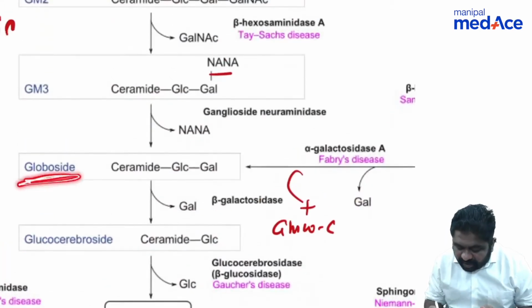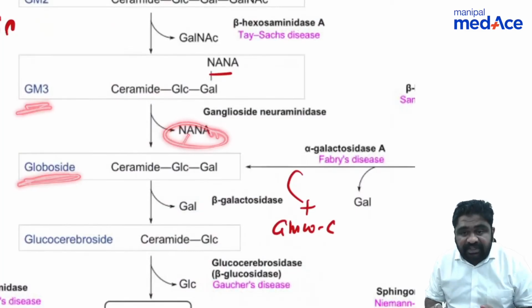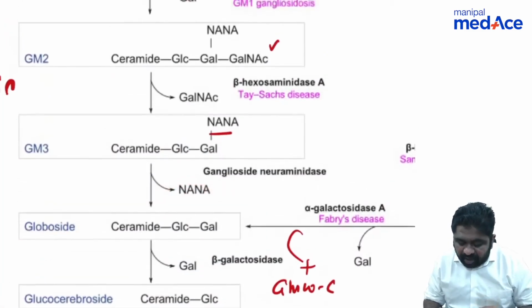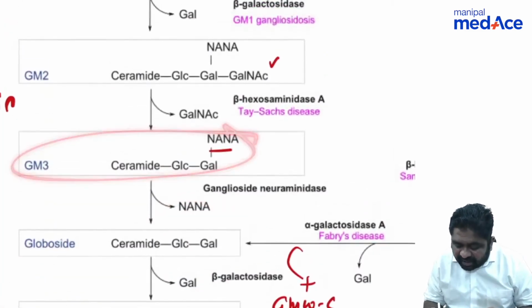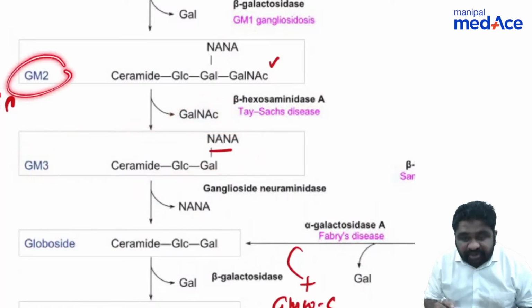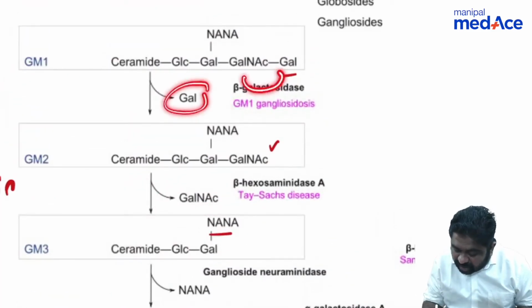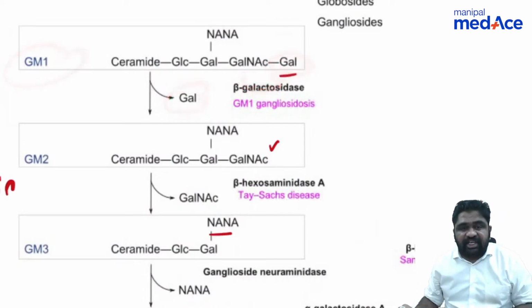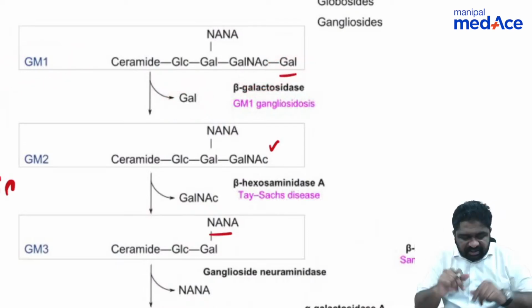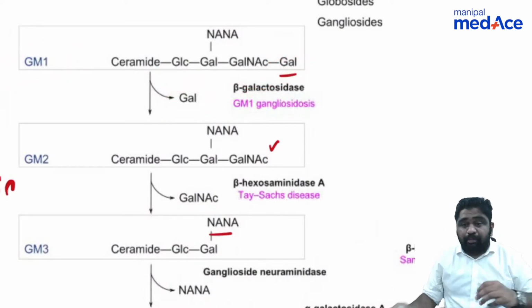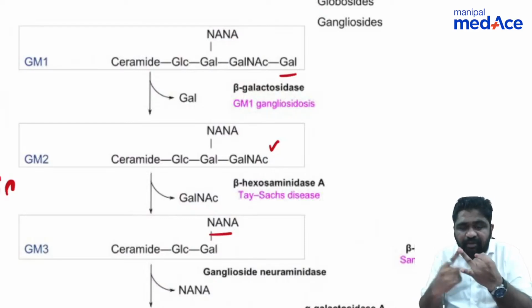To a globoside, if I add NANA, it becomes ganglioside called GM3. Now to that ganglioside, if I add N-acetyl-galactosamine, it becomes GM2. To the N-acetyl-galactosamine, if I add galactose, it comes and binds here, it is called GM1. So now, looking at these three structures, you tell me which one is the biggest molecule, GM1 or GM2 or GM3?